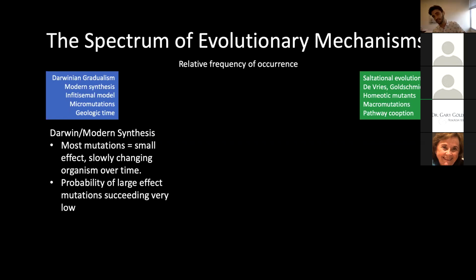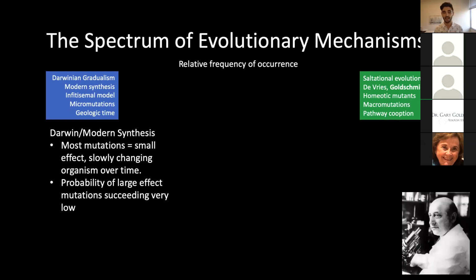Now on the complete other side of the spectrum, we have what's called saltational evolution. And saltational evolution states that the diversity we see today is mainly driven by, or at least partially driven by, evolutionary leaps, saltations, large effect macro mutations that can create a new lineage almost instantly. Now, we can't mention saltational evolution without mentioning this guy, Richard Goldschmidt.